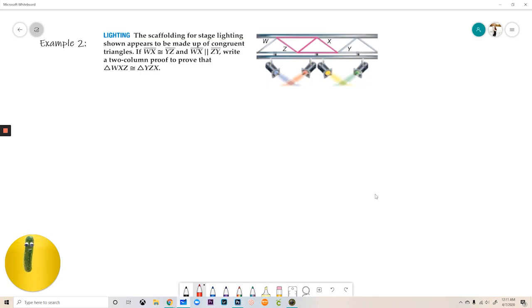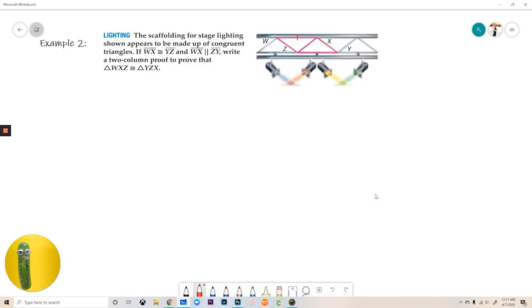So this one says the scaffolding for stage lighting shown appears to be made up of congruent triangles. It appears that way, but we have to prove it. If WX, so I am going to go through here, WX is congruent to YZ.